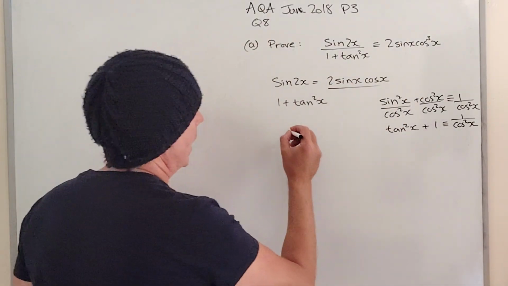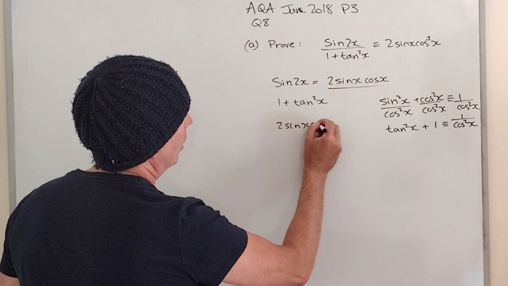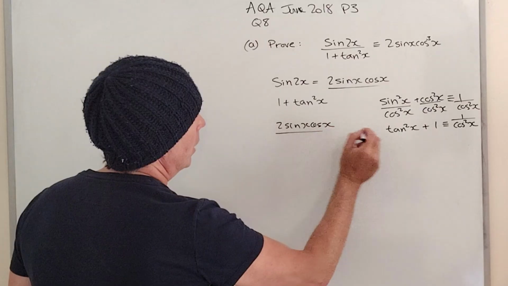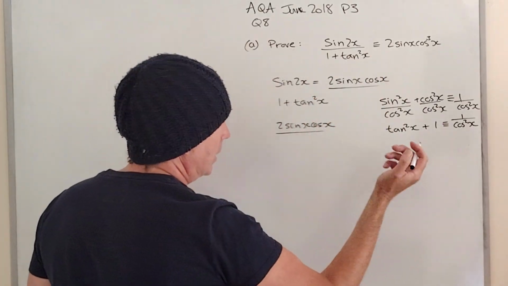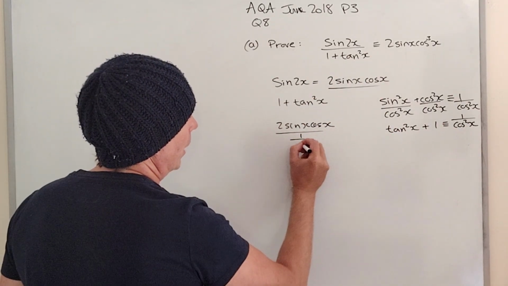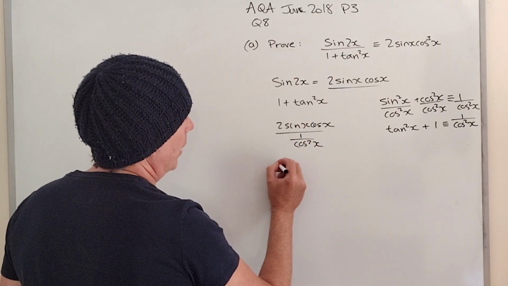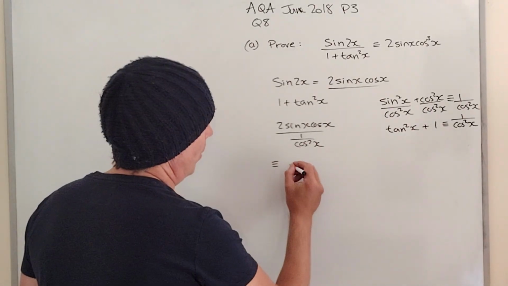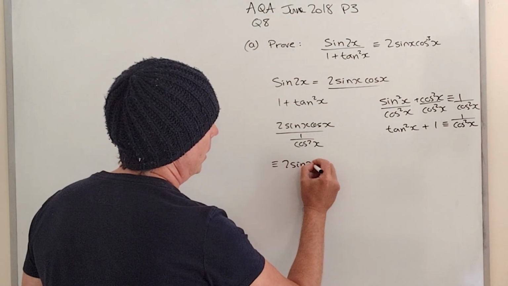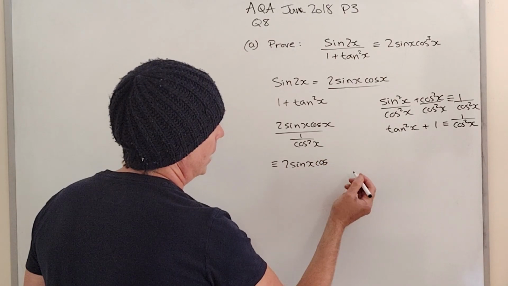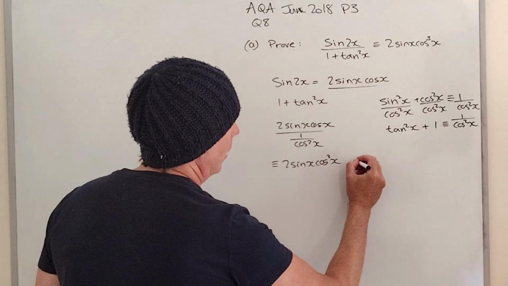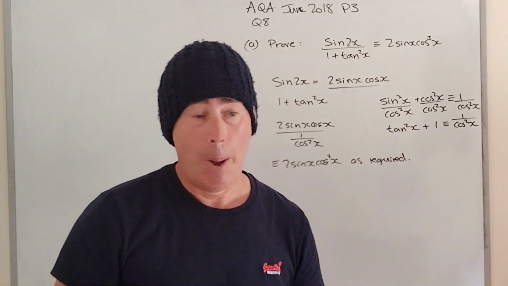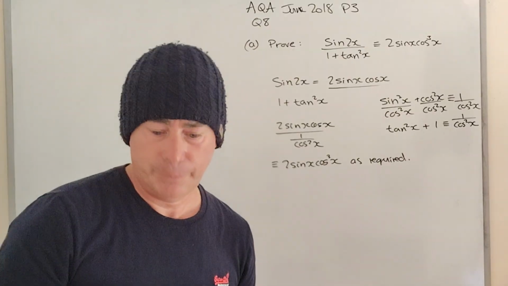So the top I'm going to replace as 2 sine x cos x, and then on the bottom I'm going to actually divide through by tan squared x plus 1, or 1 plus tan squared x, same thing. I'm going to divide through by 1 over cos squared x, which is identical to multiplying by the reciprocal of this. So I'm multiplying by cos squared x, and you'll get 2 sine x cos squared x times cos x, cos cubed x. So as required. So that was our first bit, pretty straightforward and standard 3 marks. I'm going to move on to the integration now.